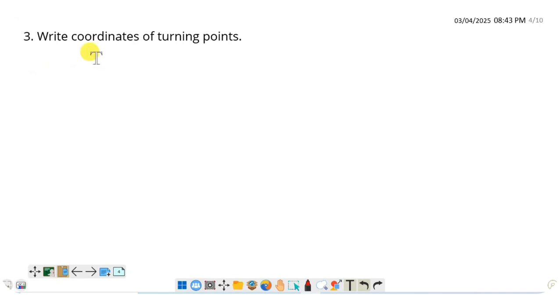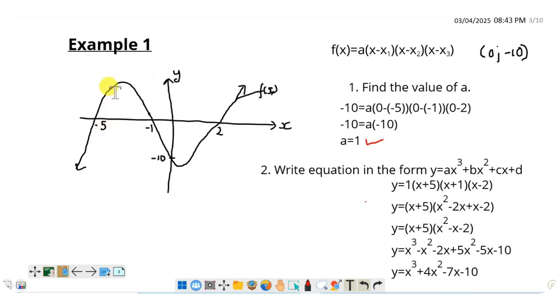Okay, so number 3, they say write the coordinates of the turning point. You have to write the coordinates of the turning point because the graph does have a turning point, right? This is a turning point. The turning point is the highest point of the graph where it turns and changes shape. Okay, here's another one, so we have to write the coordinates of this point.